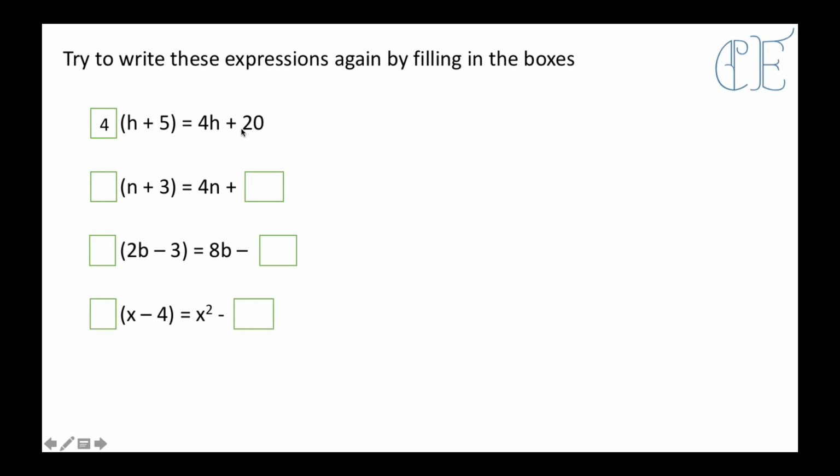4 times 5 is 20. Again, it's giving you the letter right, the number right here, so 4n, which means that needs to be 4. So 4 times n is 4n. 4 times 3 is 12. Now I've got 2b here. How do I get from 2 to 8? Well, 2 times 4 makes 8. So 4 times 2b gives me 8b.